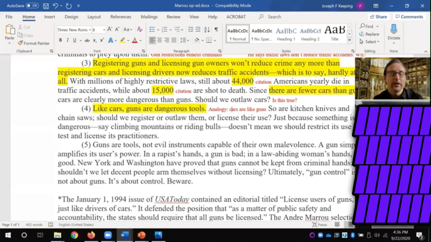So in fact, his analogy, he's saying guns are like these things which actually we do restrict. Therefore, we shouldn't restrict guns. So his argument really doesn't work very well there.